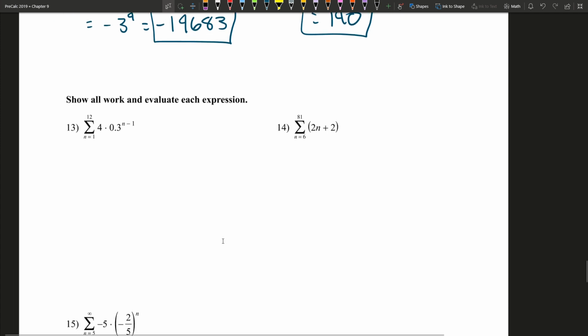Number 13, show all work and evaluate each expression. There are two parts to this. One is determining whether it is geometric or arithmetic, and then the second is plugging it into the correct equation. So this sequence is geometric, right? Our n is in our exponent, and it is finite because it stops at 12.